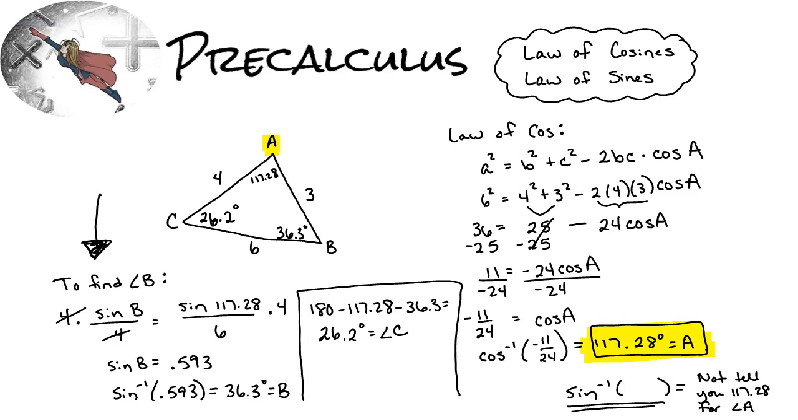But that's a lot to think through and to remind yourself of in the middle of a problem. So to avoid all of that, I just tell students, find the largest angle first using the law of cosines, and then you're free to switch over and use the law of sines for any of the other angles that you want to find. And the third angle you can always find by subtracting the first two from 180.